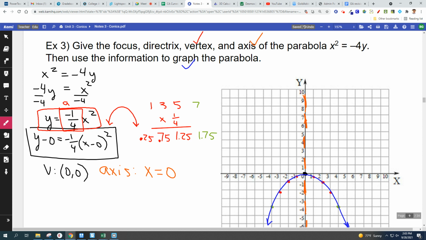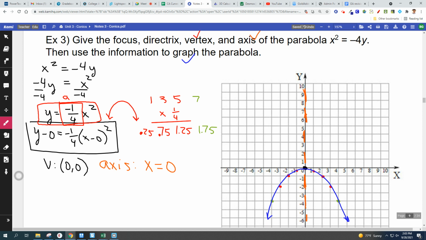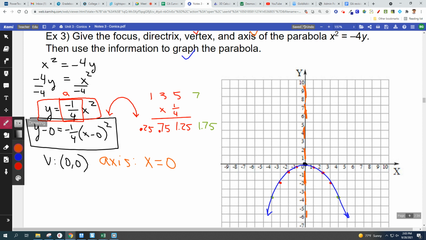And now I need the focus and the directrix. All right, focus and the directrix. It's the hard part, I suppose. But when we start talking about the focus and the directrix, that's when we need that equation. A equals 1 over 4p. Anytime you talk about focus and directrix, you're probably going to need that equation. A equals 1 over 4p.